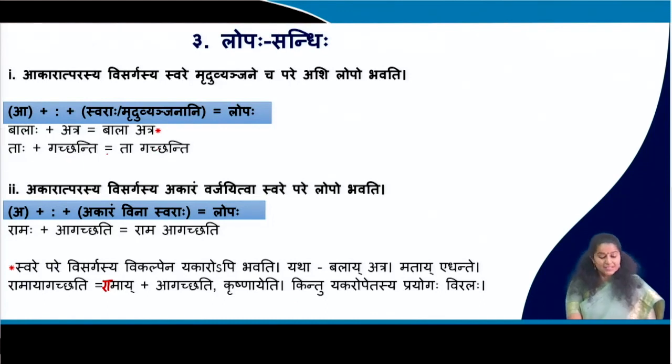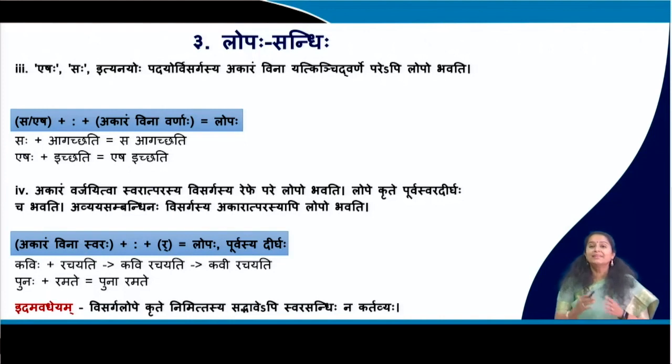Atra taha gacchanti, ta gacchanti, saralam asti. Next, kim asti tatra? Akarat parasya visargasya akaram varjayitva swara pare lopo bhavati. Yatha a plus visarga plus akaram vina swaraha, you will get the lopaha. So if the previous word ends with a visarga and the next word starts with any swara other than a, then it will again have a visarga lopaha. So Ramah plus agacchati will be Rama agacchati.